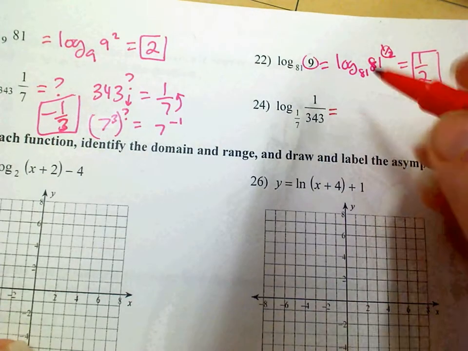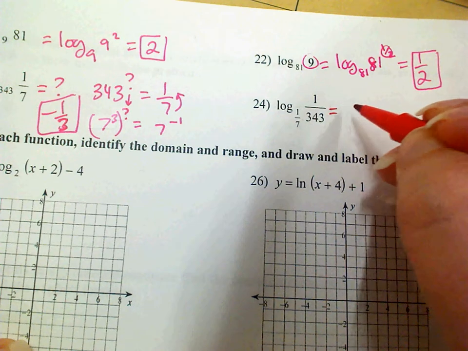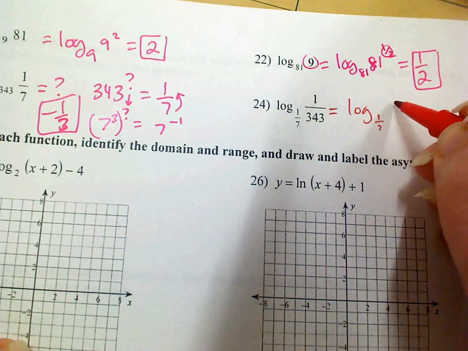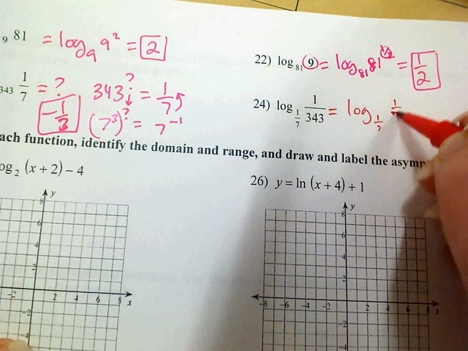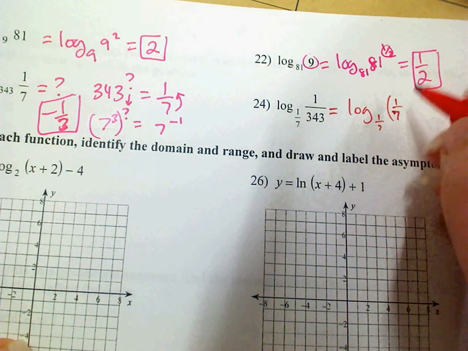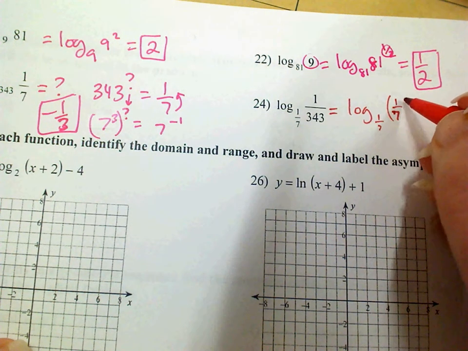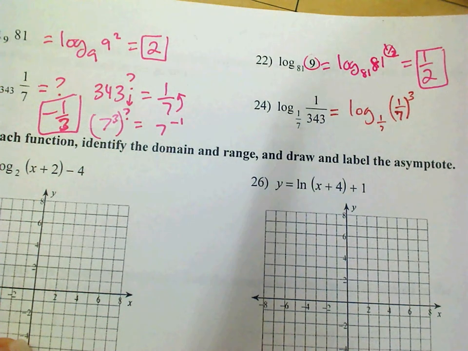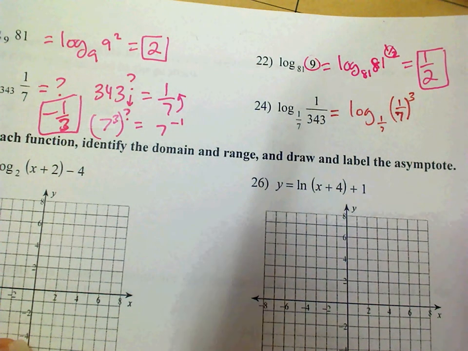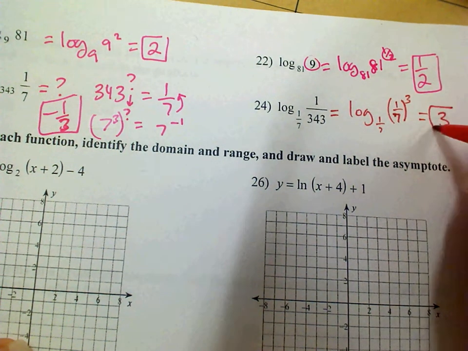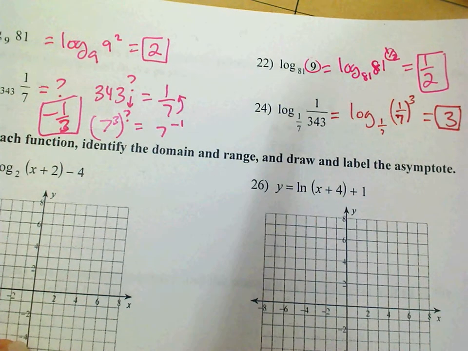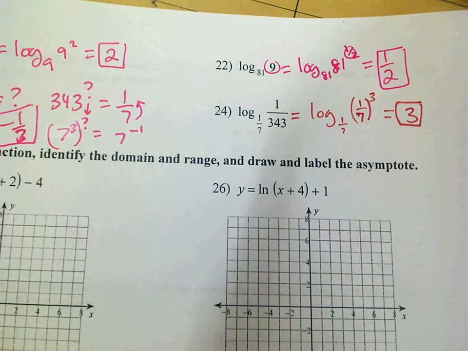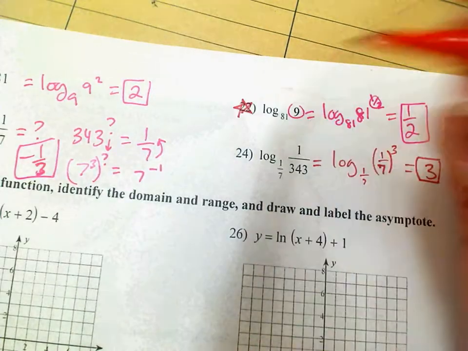When I think about this, I want to rewrite 343 as 7 to some power. And I know that that's 7 cubed, right? I could just say 1 over 343 is 1/7 cubed. So the answer is 3. And I think if you type it in, that's what you get. Definitely ones like this, maybe not so much ones like 23 and 24.